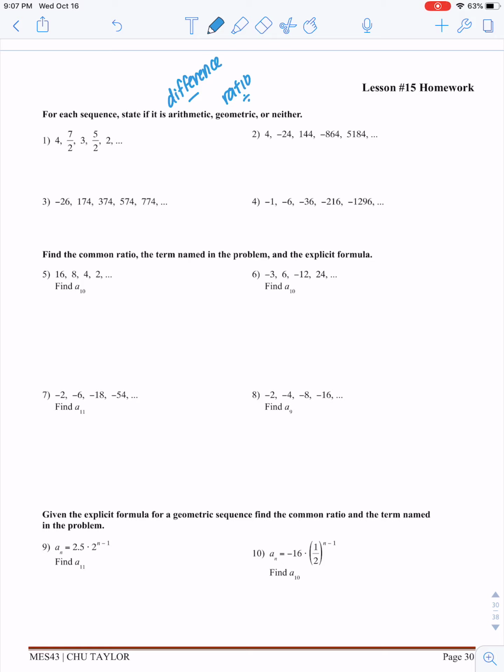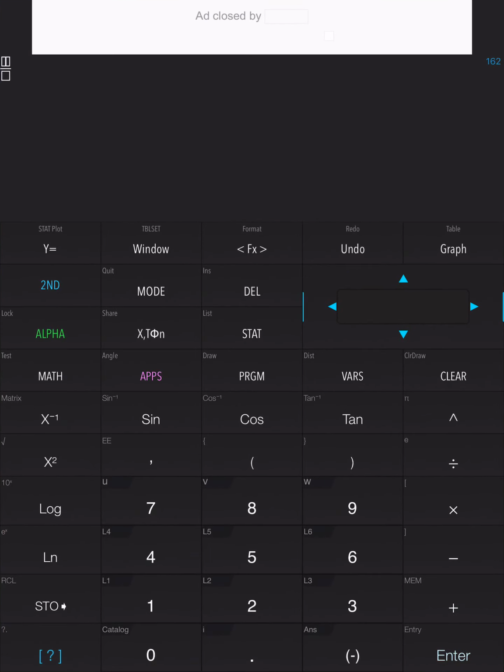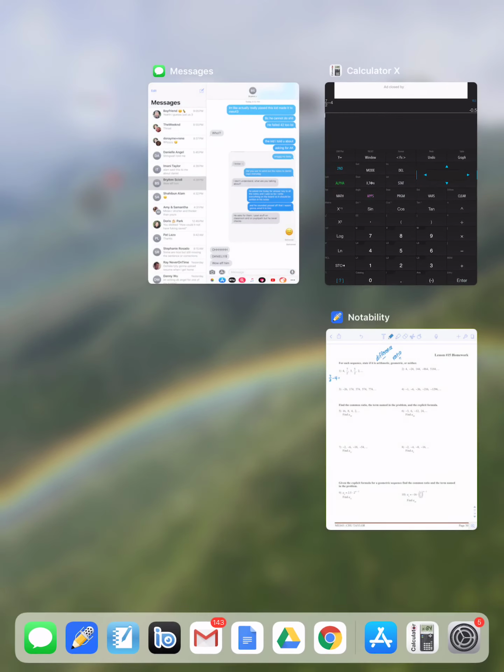Okay, so let's take a look at problem 1. Here's my sequence: 4, and then 7 over 2, 3, and then 5 over 2, and then 2. We're going to first check for the common difference, and we're going to start with subtraction. So 7 over 2 minus 4. We're subtracting the first term from our second term. So we go to our calculator. Let's get a fraction. You press alpha y equals 7 over 2 minus 4. And we get that that's equal to negative 0.5.